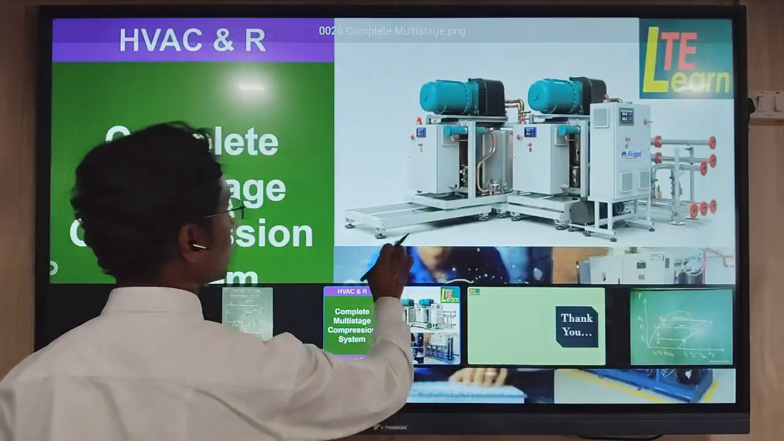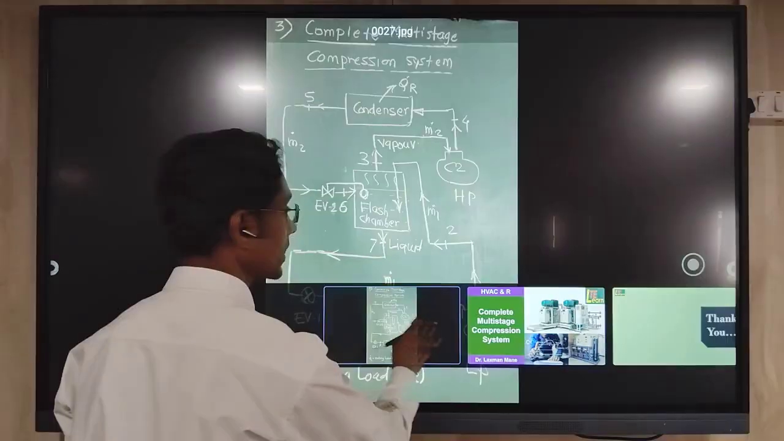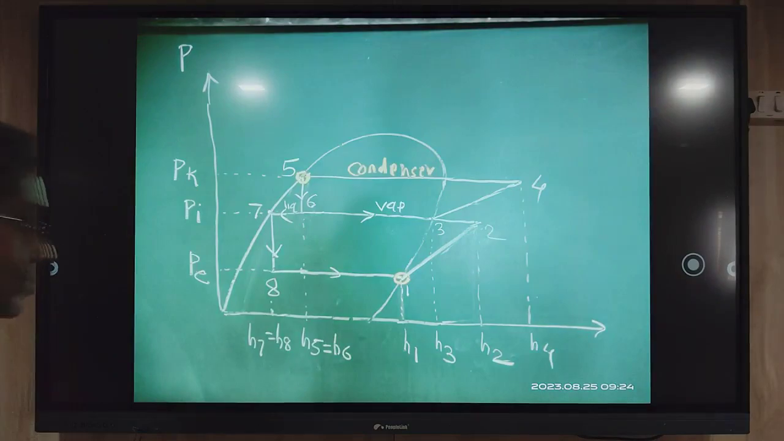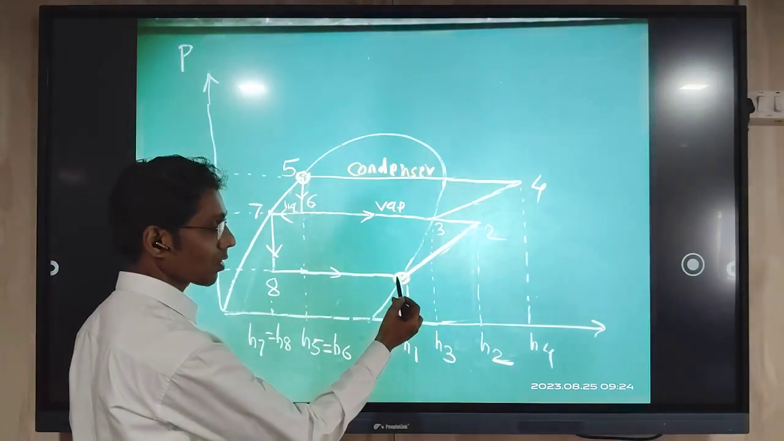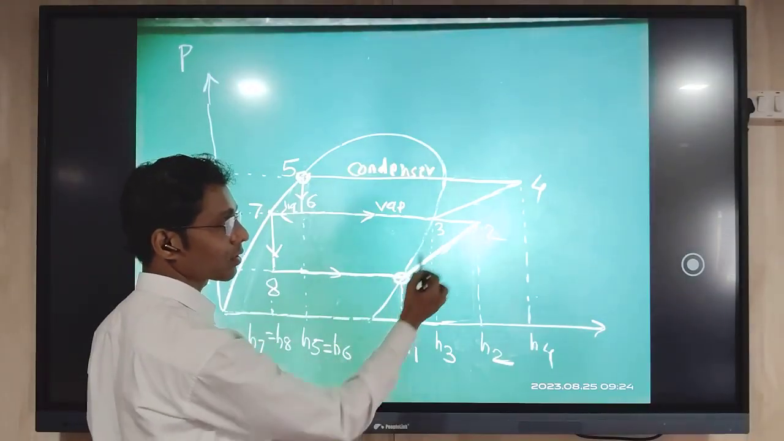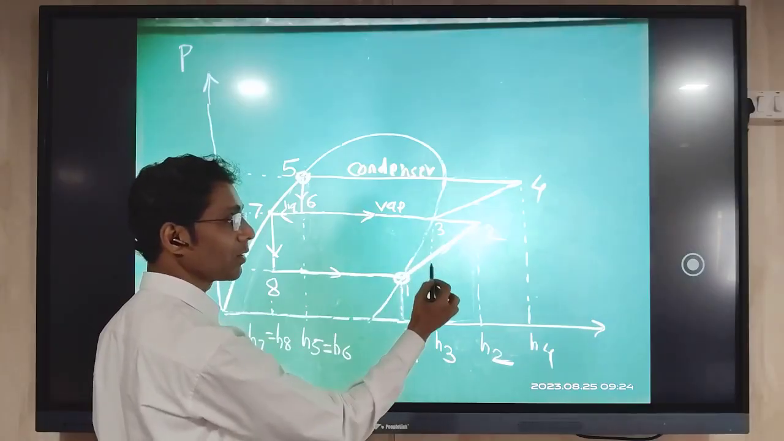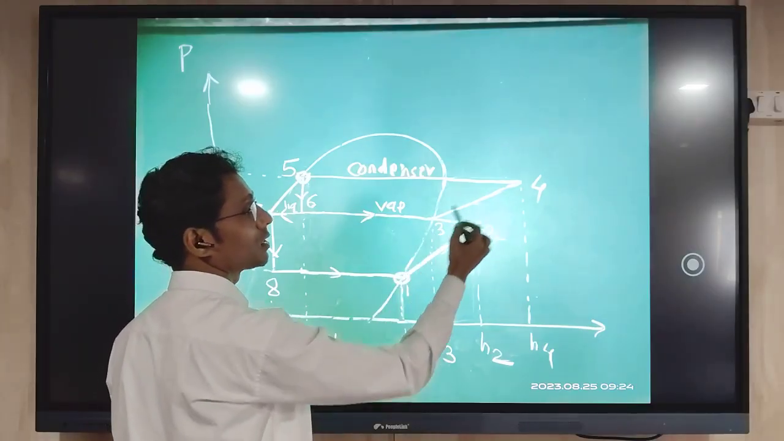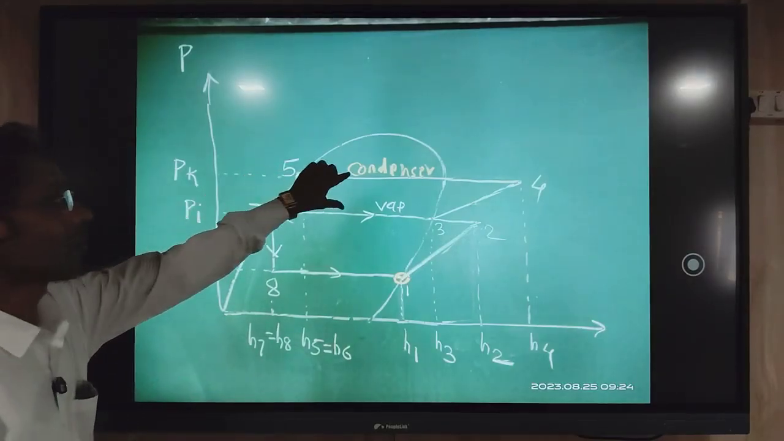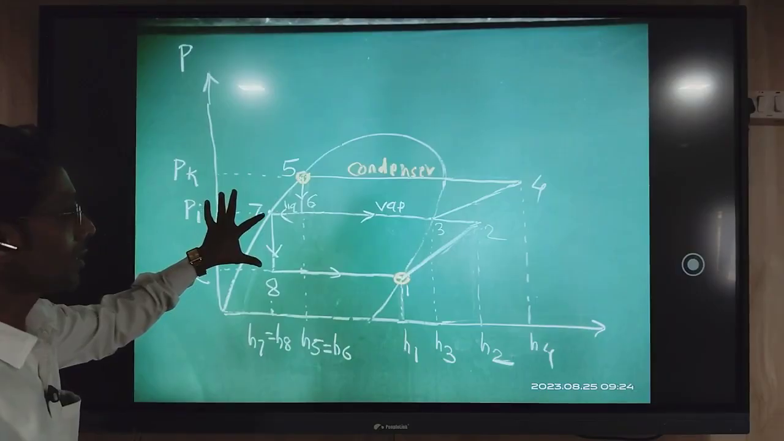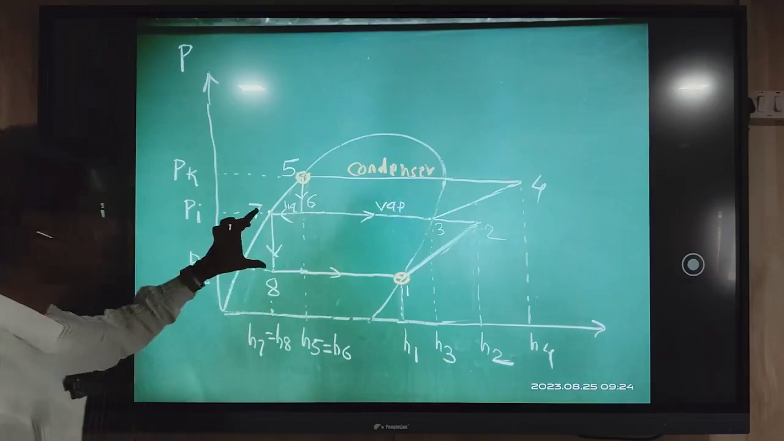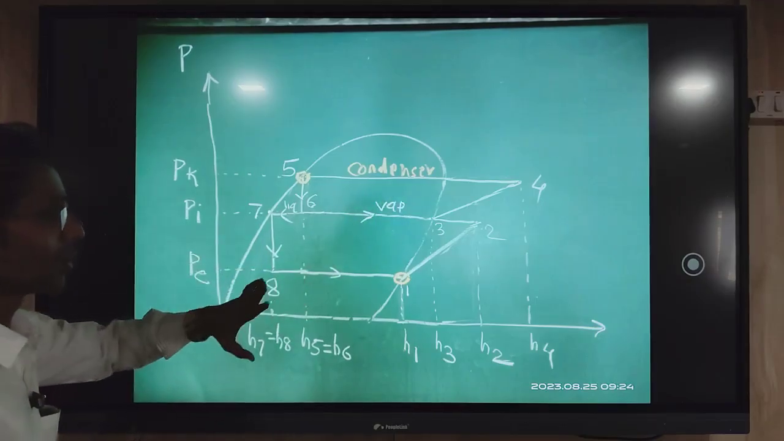Now if you see the pH diagram, this is the entry of compressor 1, which is coming from the evaporation process. So 1 to 2 is compression 1, low pressure. 3 to 4 is compression 2, 4 to 5 is condensation. Then there are expansions: 5 to 6 is the expansion in the upper loop, for the high pressure, and 6 to 7 is the expansion in the lower loop, for the low pressure.